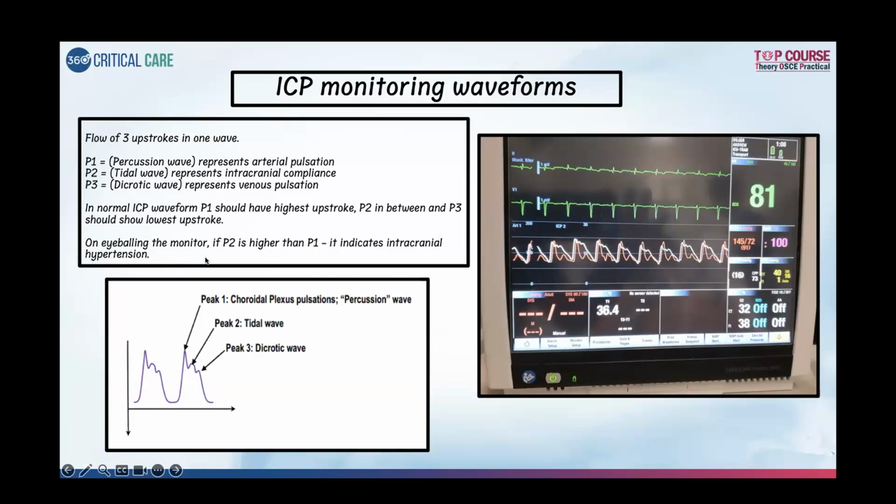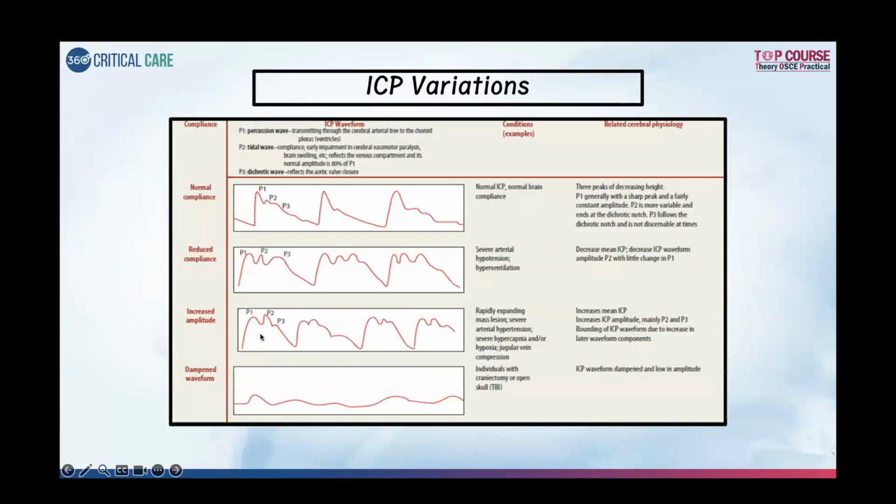And if you look at the monitor in general, eyeballing it, you can tell what is happening. As you can see on the right side, the red one is the arterial waveform and the white one is the ICP waveform. They are being overlapped. As you can see, P1 overlaps with the systolic peak. P2 is the tidal wave, and P3 is the dicrotic wave. In raised ICP, because of decreasing intracranial compliance, the P2 waveform becomes bigger than the P1. That is a sign of increasing intracranial pressure.